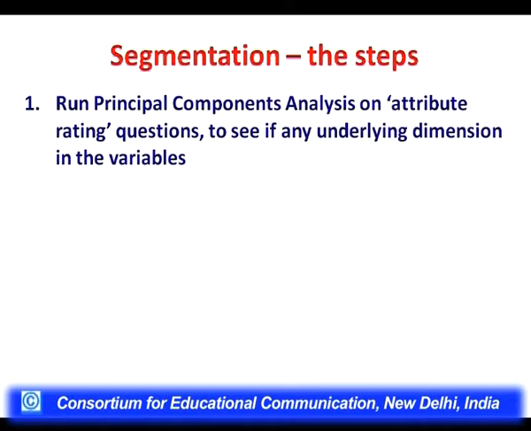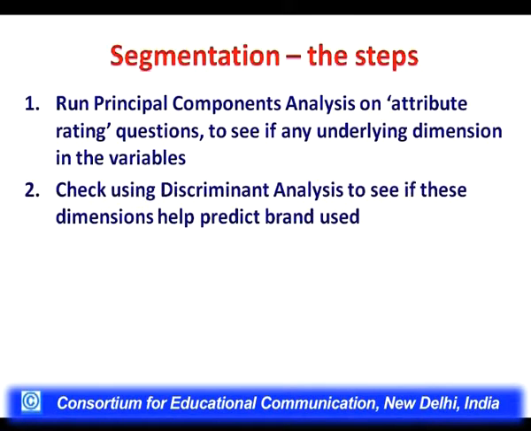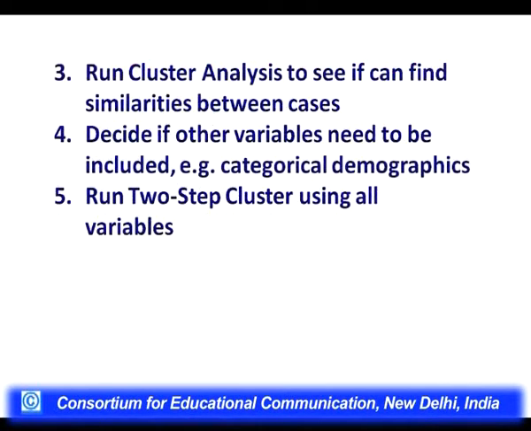Segmentation, the steps now. Run principal components analysis on attribute rating questions to see if there are any underlying dimensions in the variables. Check using discriminant analysis to see if these dimensions help predict brand used. Run cluster analysis to see if we can find similarities between cases, then decide if other variables need to be included, that is, categorical demographics. Run two-step cluster using all variables.